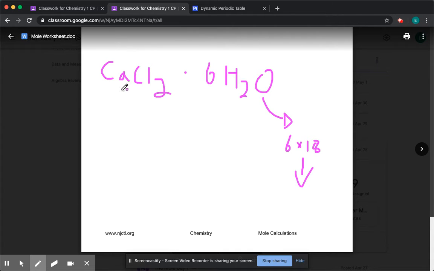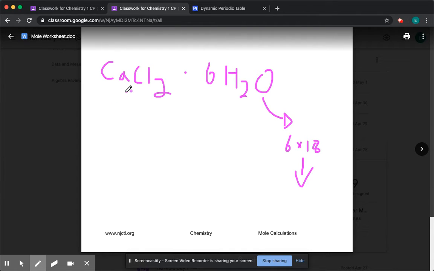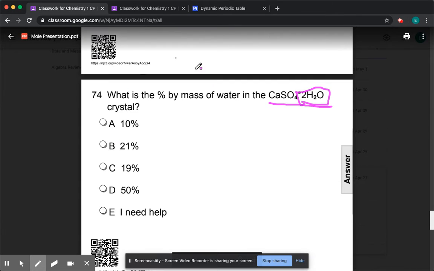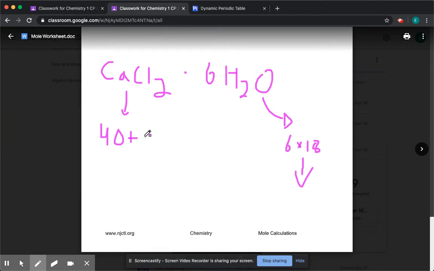And then the calcium chloride, calcium is what? Calcium, we're going to round that to 40. So this would be 40 plus the chlorine, I'm going to round it to 35 and a half. And then you have 2 of them, so you need to double it. So this comes out to be what?